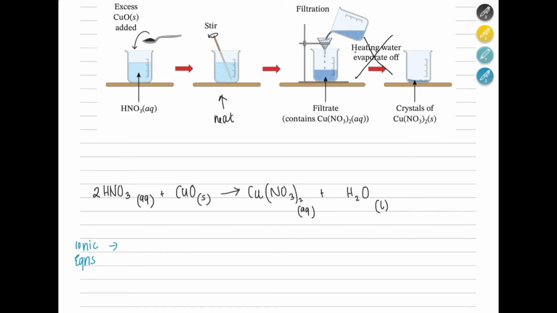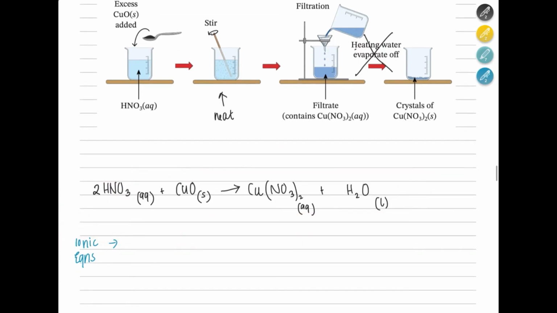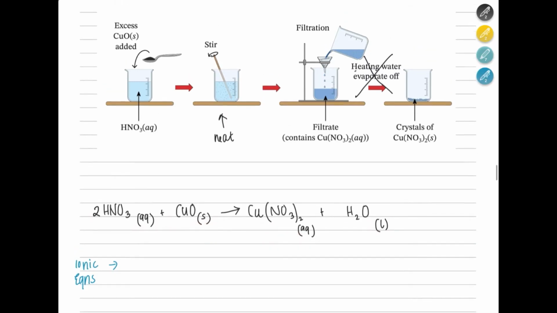Okay, now I've written a balanced equation for this process where nitric acid is reacting with copper oxide and you get copper nitrate and water. The state symbols are given as aqueous for the acid, copper oxide is a solid, and then you get an aqueous salt because this is soluble in water, right? All nitrates are soluble, and then water is a covalent compound, it's obviously a liquid.